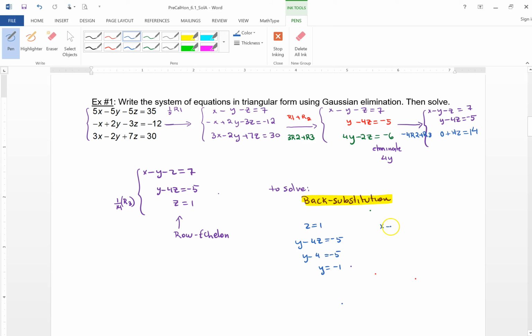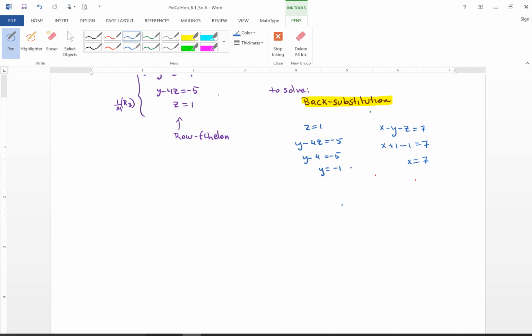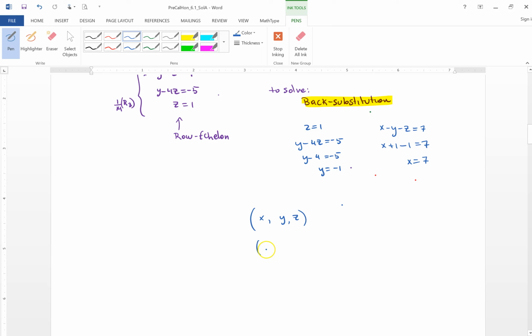And then x minus y minus z equals 7. x plus 1 minus 1 equals 7. So x is equal to 7. Okay? What does the answer look like? Like you make it another matrix. So the answer is in coordinate form. So x comma y comma z, meaning it's 7, negative 1, 1. So we're allowed to finish these in coordinate form? You have to.